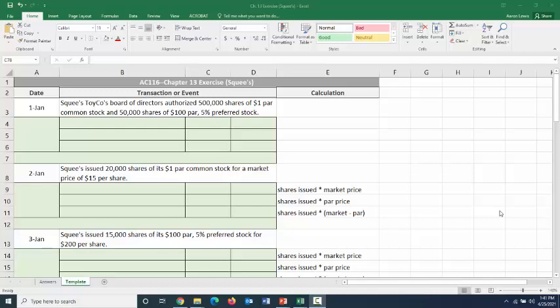In this example, we are going to account for all the various stock-related transactions that a company can undertake during a period of time. Our company, in this example, is going to be Squeeze Toy Co. And in the first entry that we have on January 1st, their board of directors has authorized the issuance of 500,000 shares of $1 par common stock and 50,000 shares of $100 par 5% preferred stock.